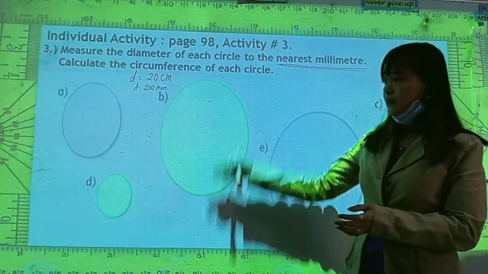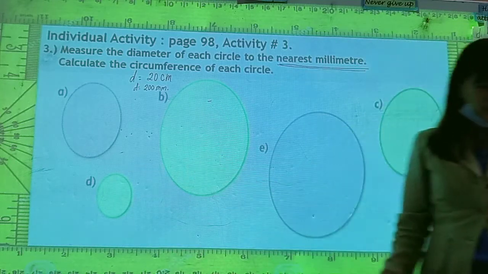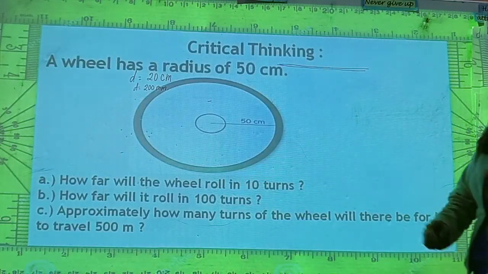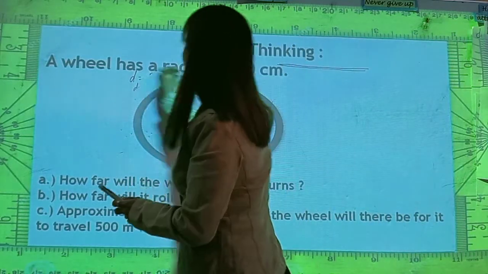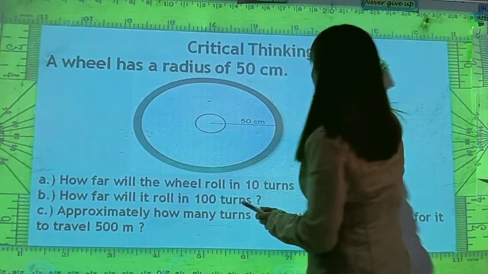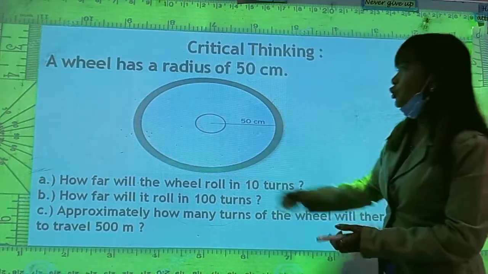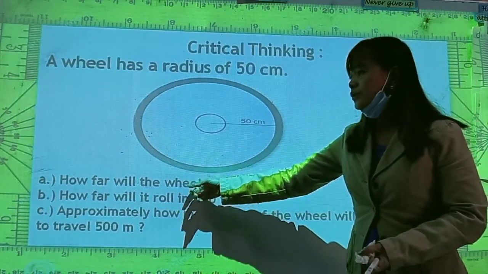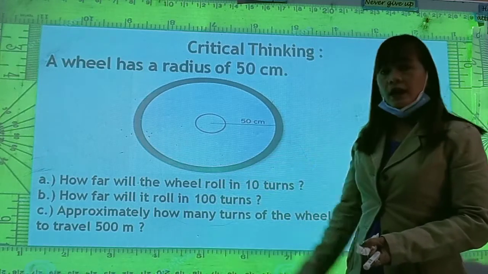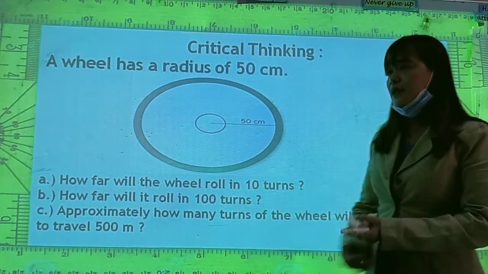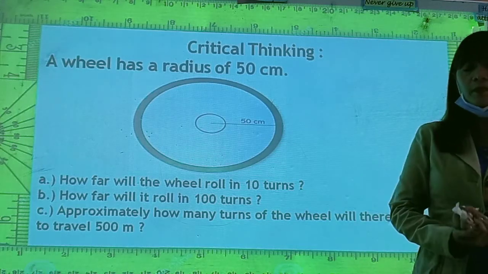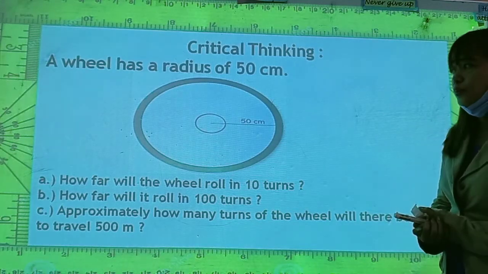Okay, so class, after our discussion, please try to do this one. And for your critical thinking question, I want you to answer this in your mathematics activity notebook. A wheel has a radius of 50 centimeters. You are going to answer A, B, C in your mathematics activity notebook. Class, don't forget to answer the critical thinking question.